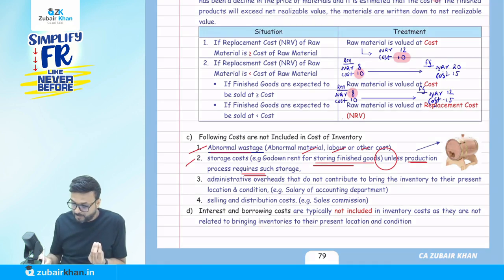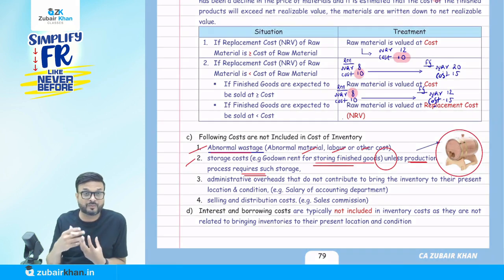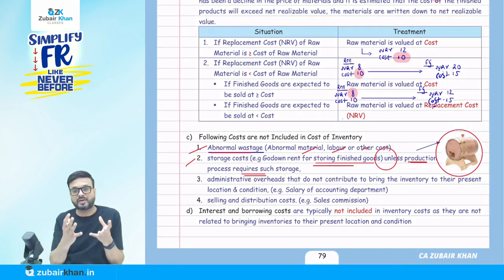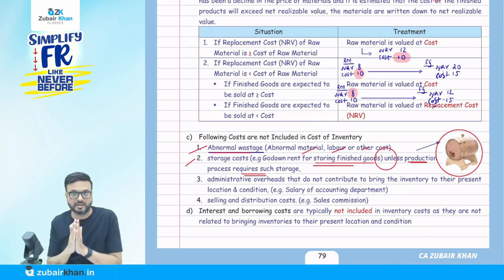Example, a wooden barrel. When they do the production of wine, the wooden barrel is what they have to keep the wine in. That is the process. That storage is a part of the cost of inventory.